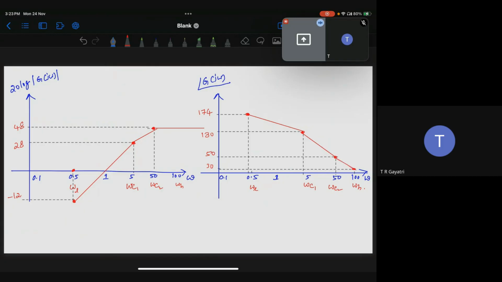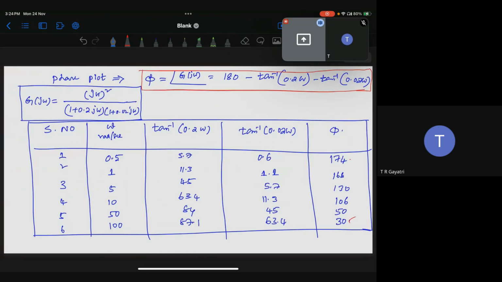You can connect them like this. Yeah, so this is the magnitude plot. Okay, this is the phase plot. So magnitude plot and phase plot. Is this clear? Are there any doubts? No, sir. Yeah, so for drawing the Bode plot.